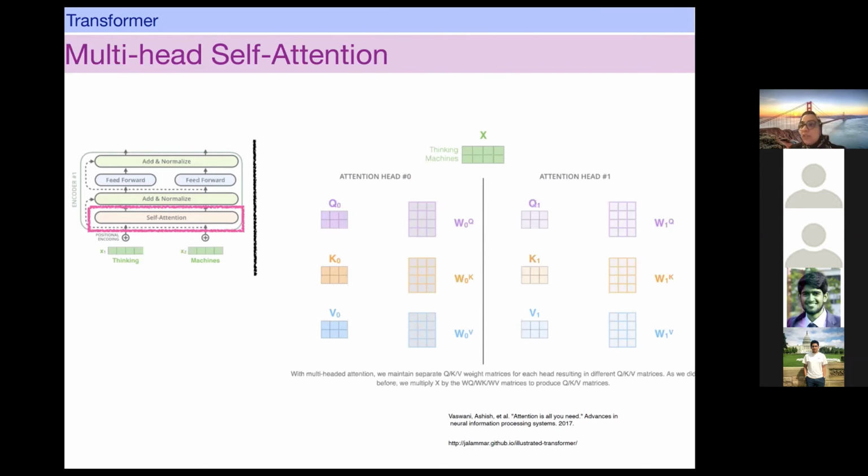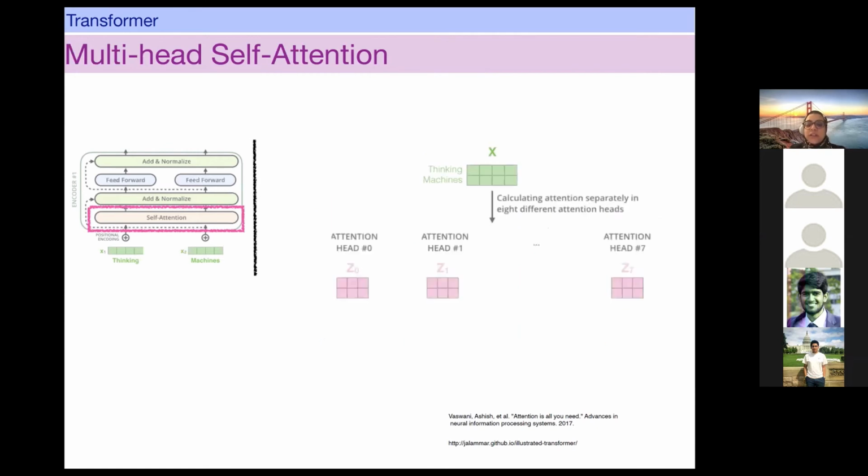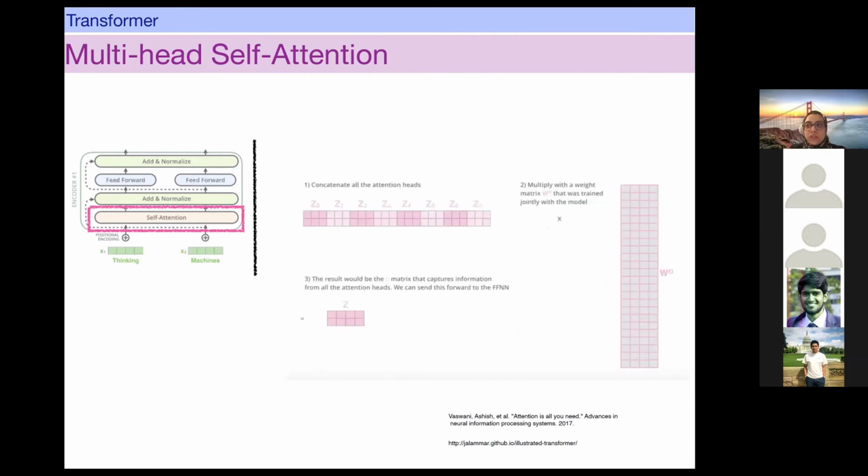Can we take the average over the head outputs instead of concatenating them? Yes, we can, but concatenating them and multiplying them produces better results. I'm not sure if anybody uses averaging.